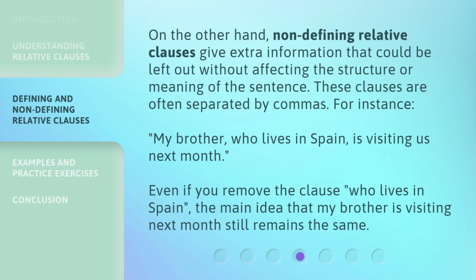On the other hand, non-defining relative clauses give extra information that could be left out without affecting the structure or meaning of the sentence. These clauses are often separated by commas. For instance, my brother, who lives in Spain, is visiting us next month.